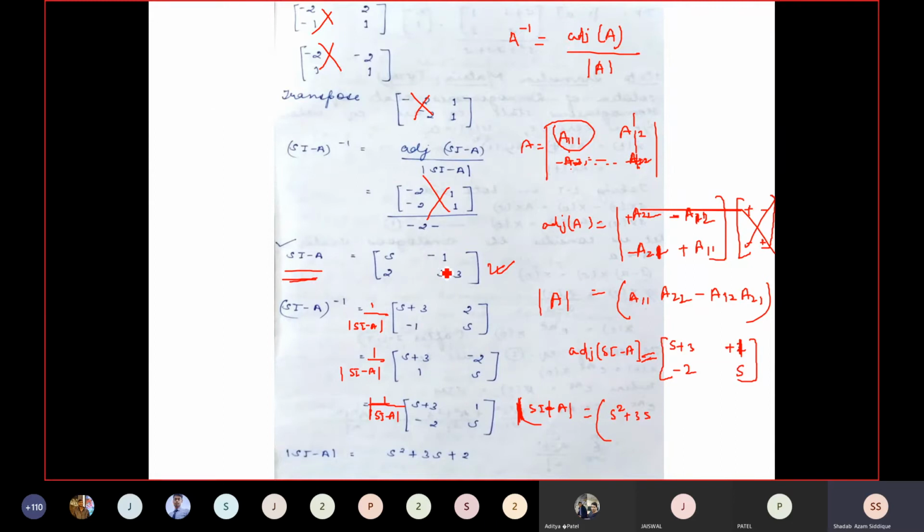Now minus of A12 and A21. So A12 is what? A12 is this one and A21 is this one. So minus of minus 2 will be plus 2. So the determinant is S square plus 3S plus 2.